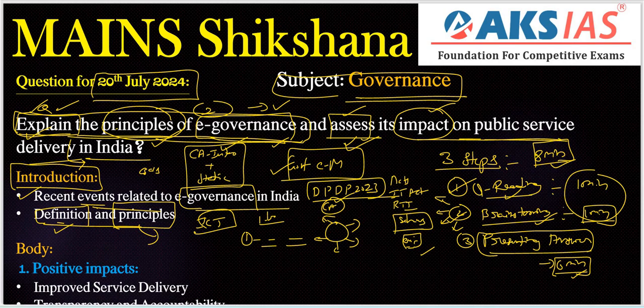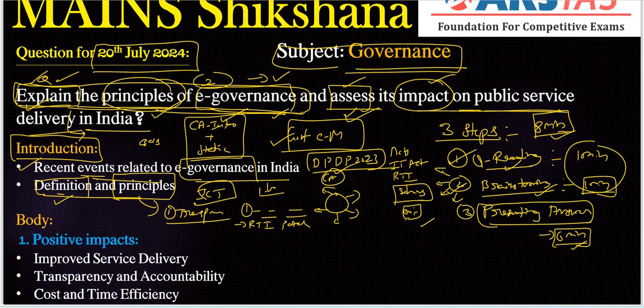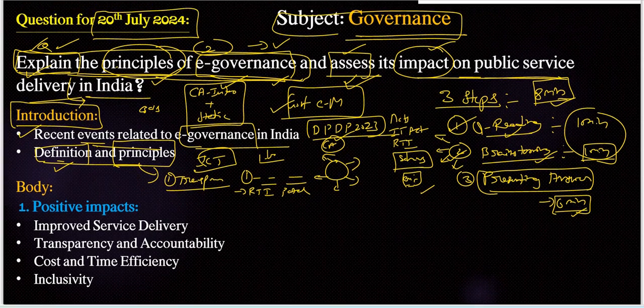First one is transparency. Transparency is the first and most important principle of e-governance. Here we can include an example, the Right to Information portal. Other than that, we have efficiency. Efficiency is another important principle. For this, we can include one important recent example, like the e-procurement system, especially in some states.